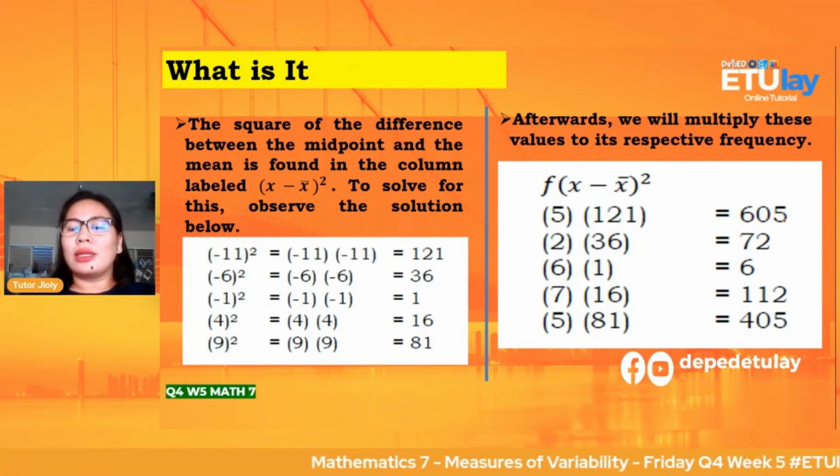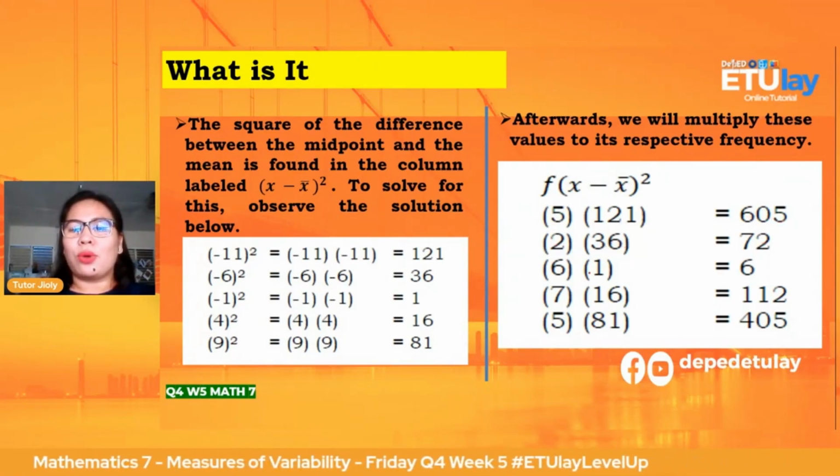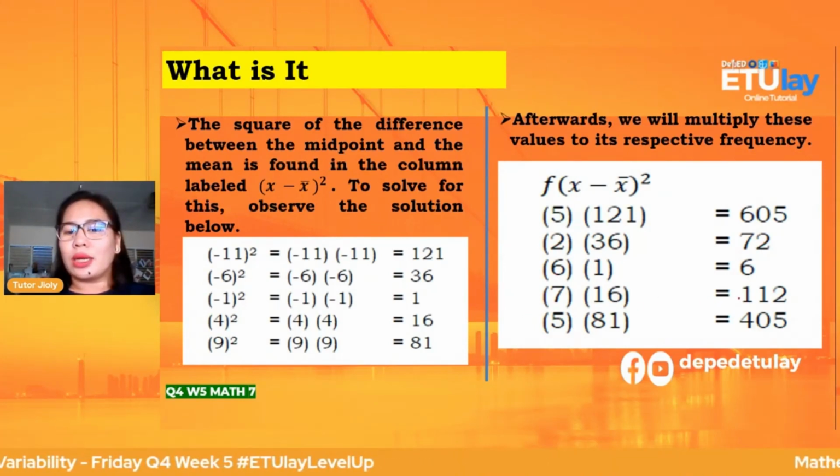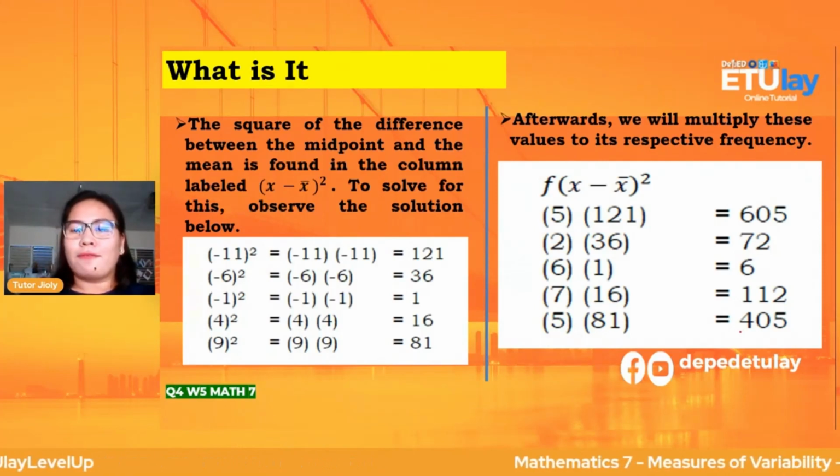So 5 times 121, that is 605. Same with 2 times 36, that is 72. 6 times 1, that is 6. 7 times 16, that is 112. And 5 times 81, that is 405.